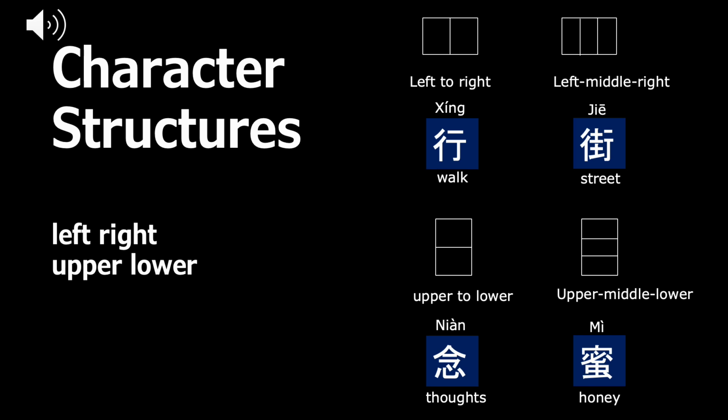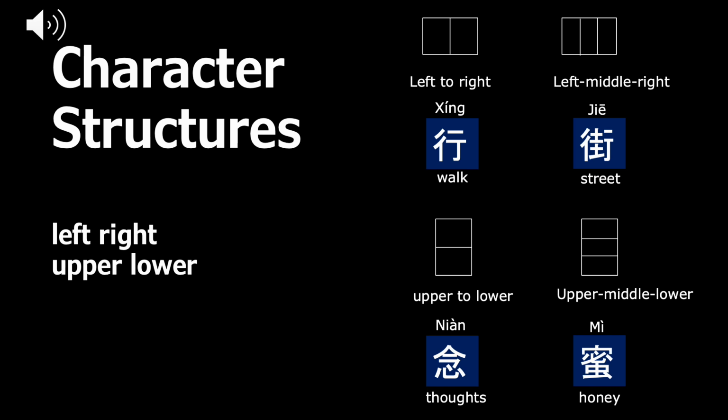Next, we will move on to the character structures. The radicals or components are assembled into a character by following the 13 frames. I summarized them in 5 major groups. Group number 1, left-right, upper-lower. Left to right, 行 walk. Left middle right, 街 street.